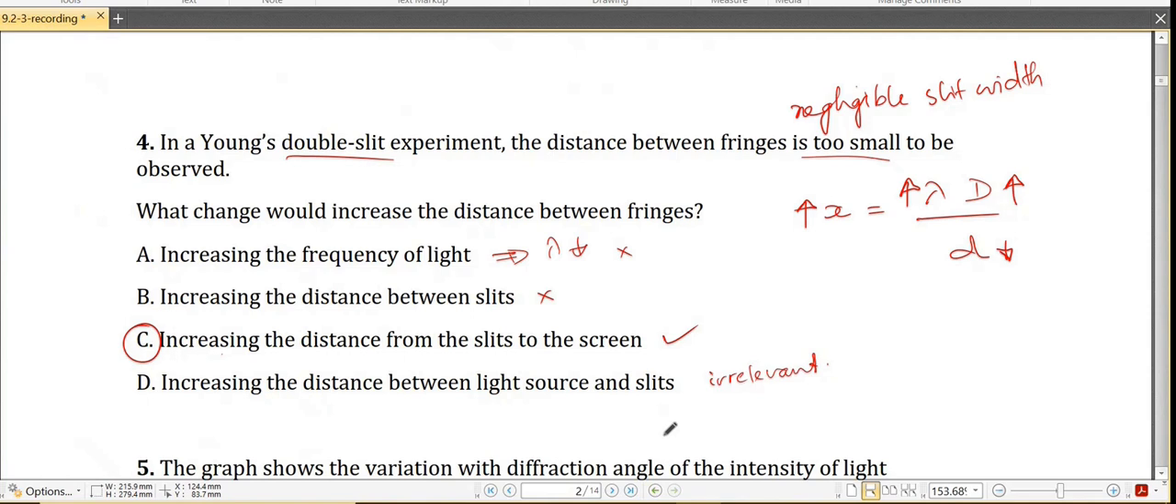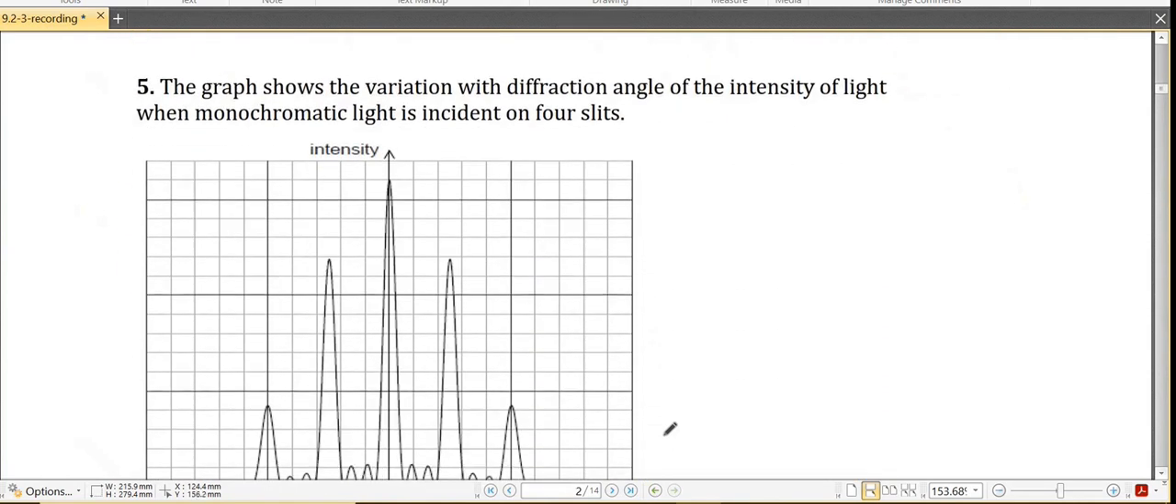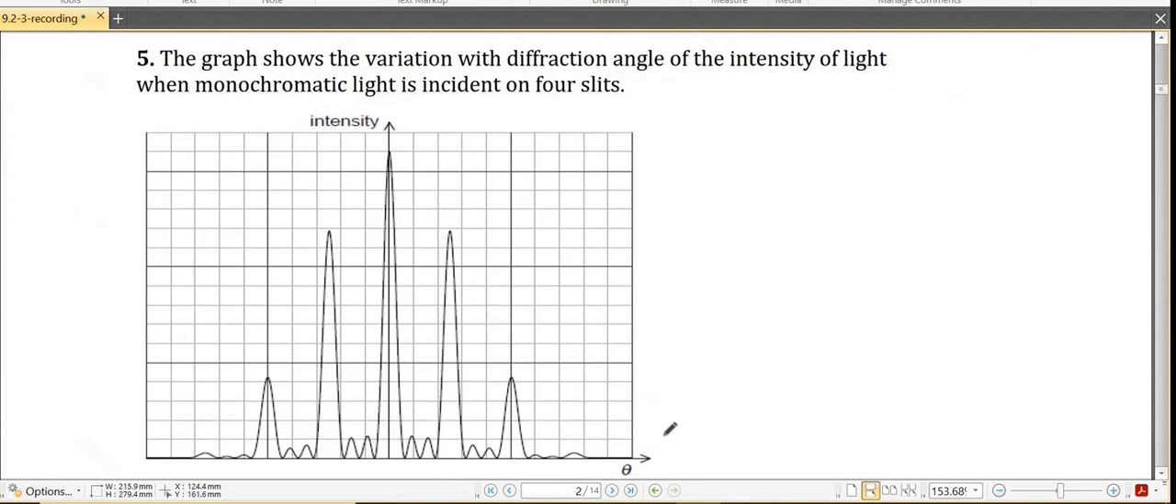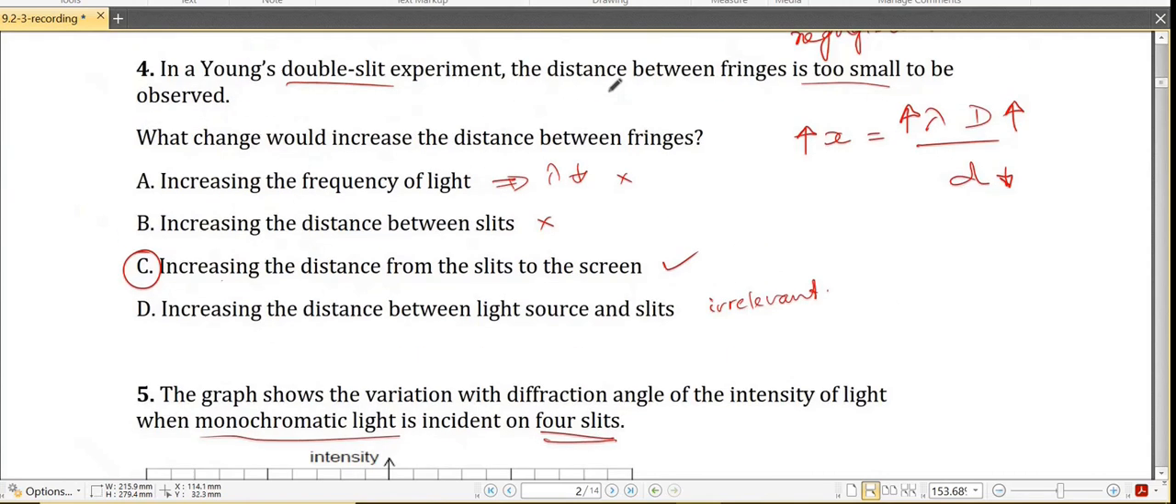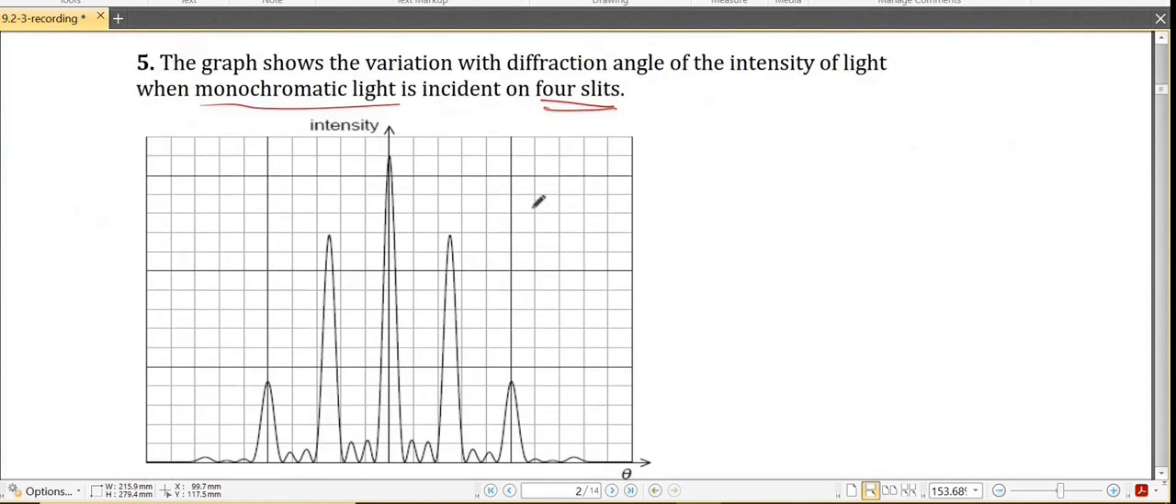All right. Moving on to number 5. Look, the graph shows the variation with diffraction angle of intensity of light when monochromatic light is incident on 4 slits. Monochromatic light means light of a single wavelength. Okay, so here the question was for 2 slits. Now the question is increasing to 4 slits.